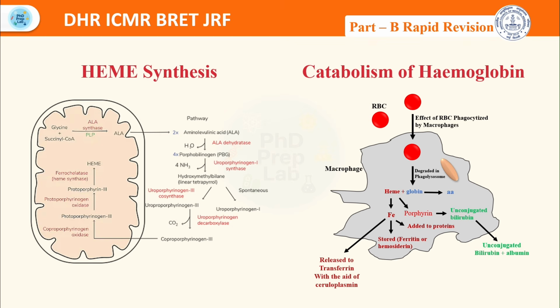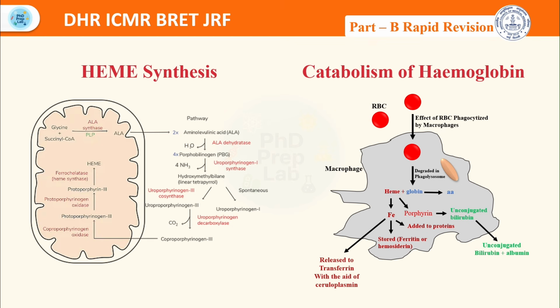So first will be the breaking down of RBCs. It happens when the RBCs are about 120 days old, and they are phagocytized by macrophages. The hemoglobin is released, and it is split into globin and heme. The globin is the protein part, and it is broken down into amino acids. These amino acids are reused for protein synthesis.